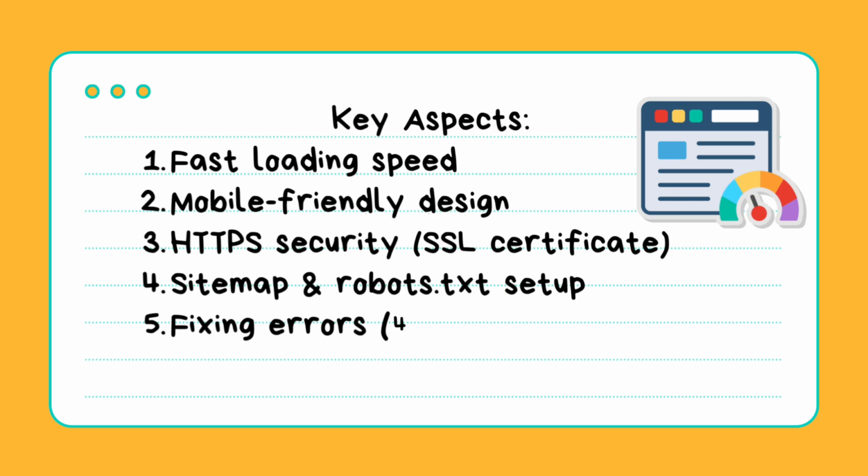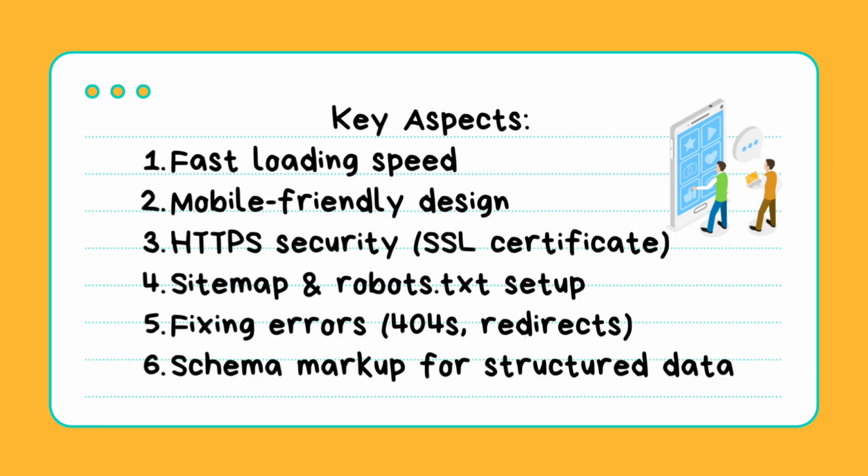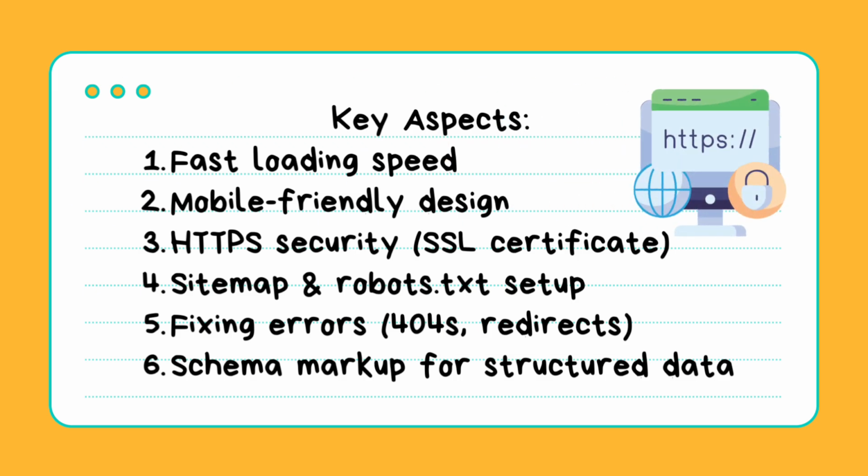Tools like PageSpeed Insights or GTmetrix can help you check your speed. 2. Mobile-friendly design. Today, more than 70% of traffic comes from mobile devices. Google uses mobile-first indexing, so responsive design is very important. 3. Secure website, HTTPS. Your website should have an SSL certificate because security is a ranking factor for Google.